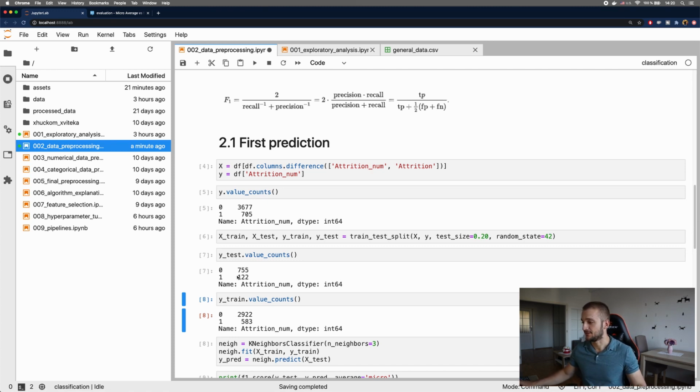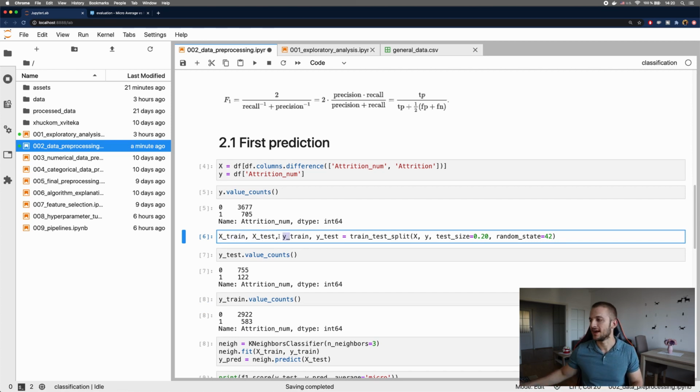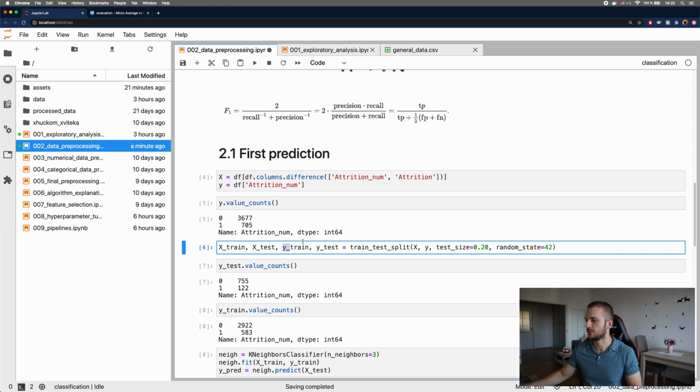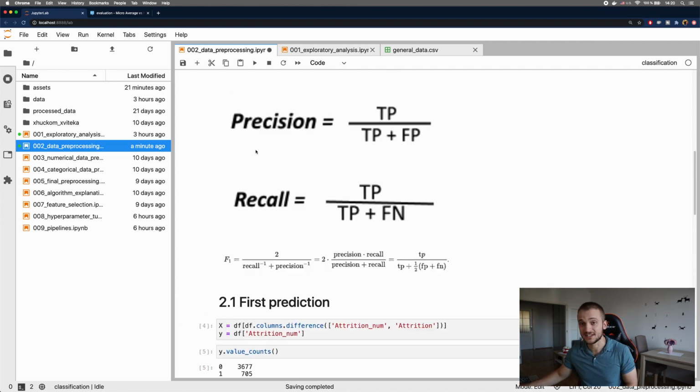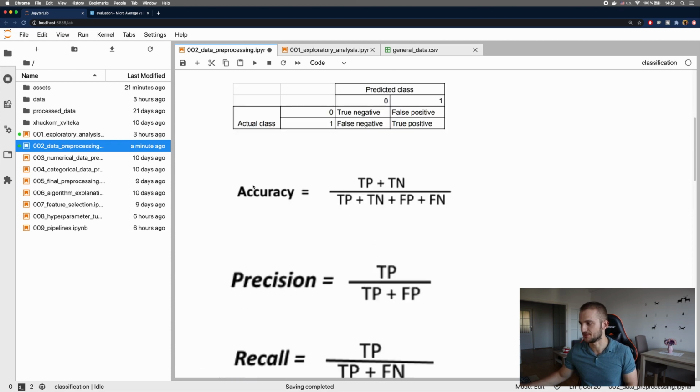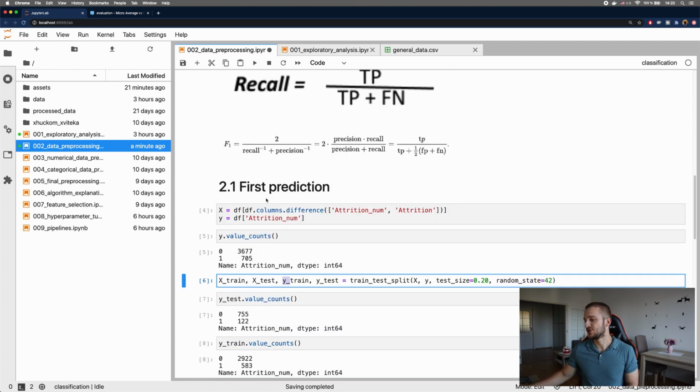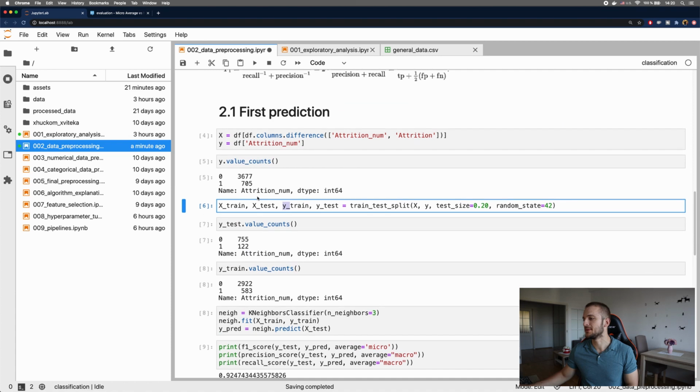And now that we have the train, X train and Y train will be used for training, while X test and Y test will be used for evaluation to compute the precision, recall, F1 measures, and accuracy. Now, how do we run a classifier?